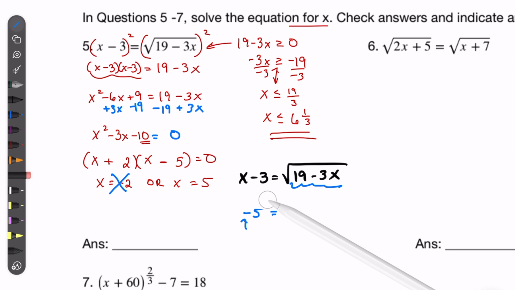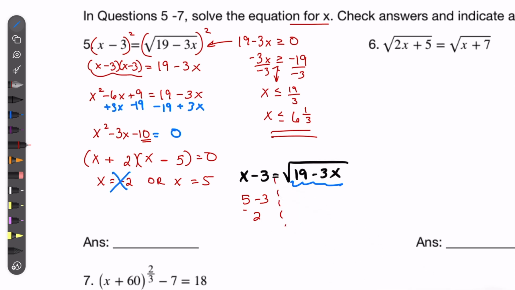So then I try the same thing, but I use the 5, and I go 5 minus 3. Oh, that's 2. So that's what the left side equals. How about the right side here? Be the square root of 19 minus 3 times 5. That'd be 19 minus 15, the square root of 4, which is 2, and it checks. 2 equals 2, so I know x equals 5.